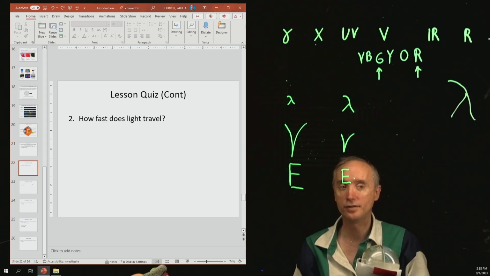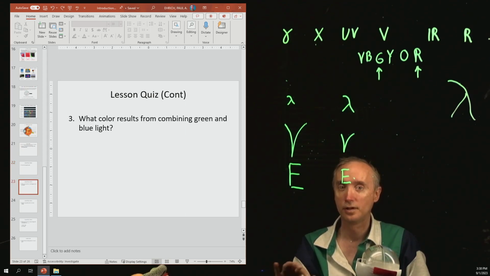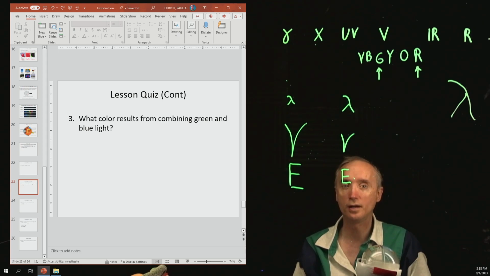How fast does light travel? Speed of light. Okay, number 3, what color results from combining green and blue light? It's going to be bluish green. It's going to be cyan.